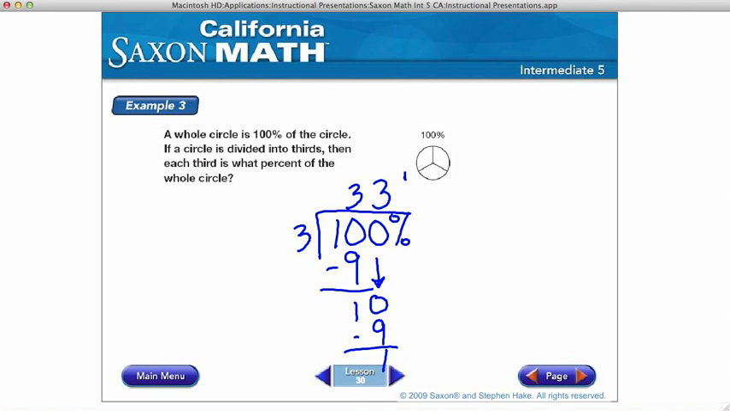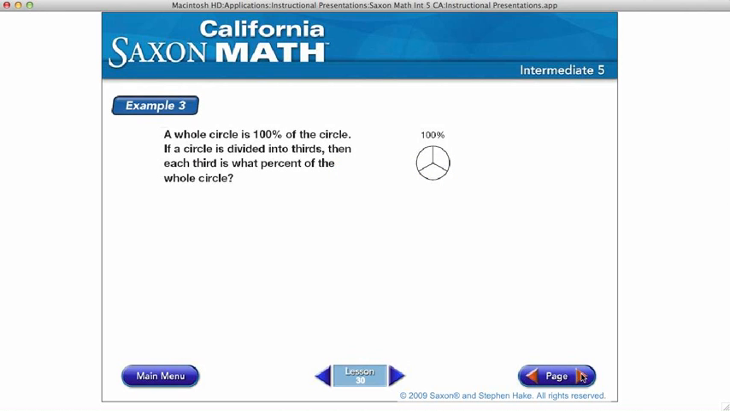It becomes the numerator of my fraction. My divisor becomes my denominator. And then I bring up my percent sign. So 1/3 is 33 and 1/3%. 3 does not go into 100 evenly, so you will have a fraction left in your percentage. It is okay to have a fraction in a percentage. Okay, example 4.